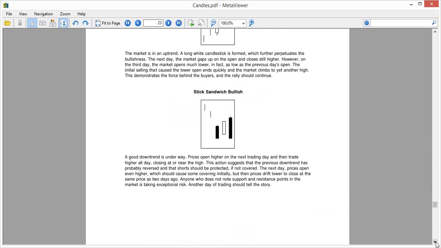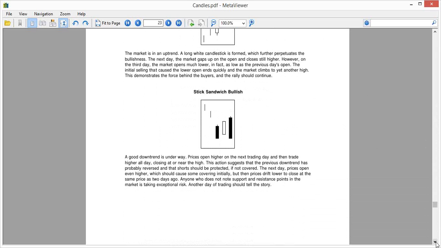A good downtrend is underway. Prices open higher on the next trading day and then trade higher all day, closing at or near the high. This action suggests that the previous downtrend has probably reversed and that shorts should be protected if not covered. The next day, prices open even higher, which should cause some covering initially, but then prices drift lower to close at the same as 2 days ago.